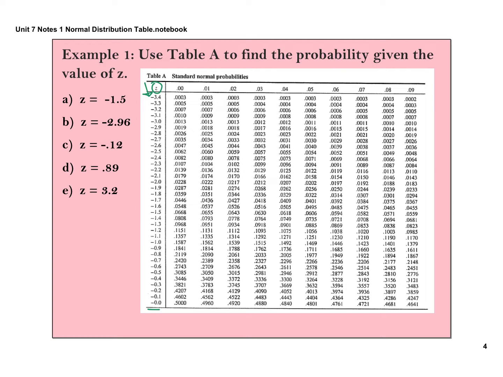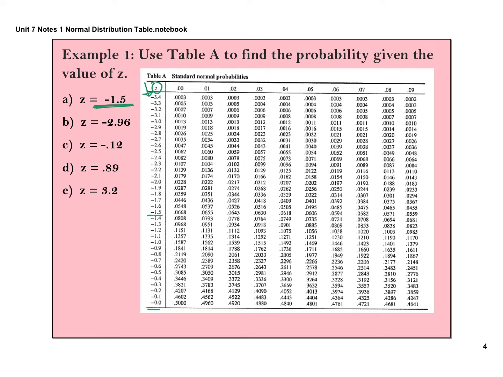Because it's below the mean. If your probability is under 50%, that means the z-score is below the mean, which means it is negative, okay? So when I look at a z of negative 1.5, I want to flip to the negative side, and I want to go down to negative 1.5.